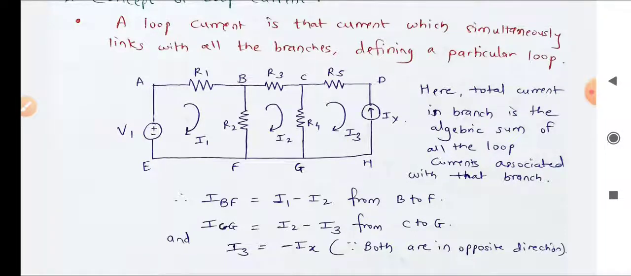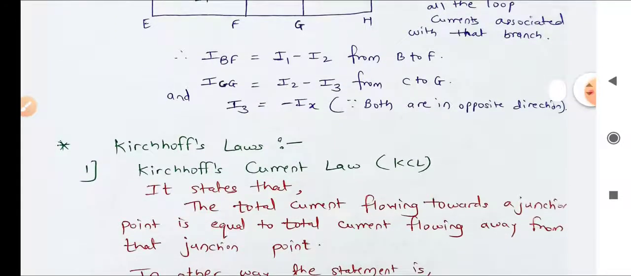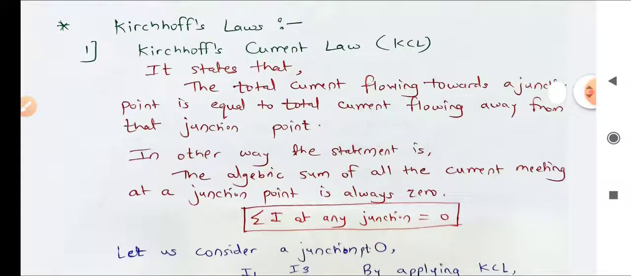Now we'll move towards the basic theorems, that is Kirchhoff's current law and Kirchhoff's voltage law. First is Kirchhoff's current law, which is also called the point law. It states that the sum of the currents directed into any junction in a circuit is equal to the sum of the currents coming out of the junction.